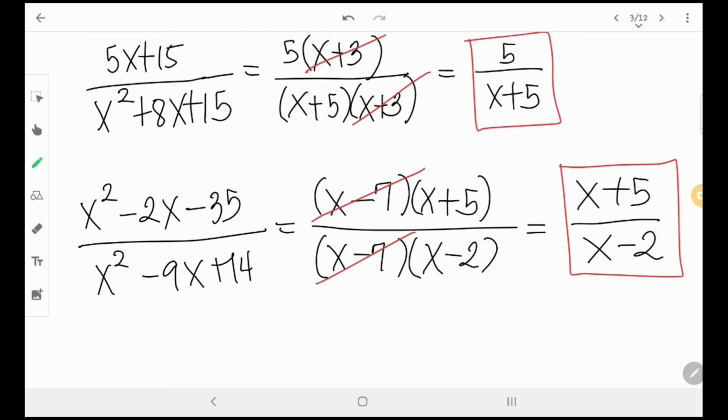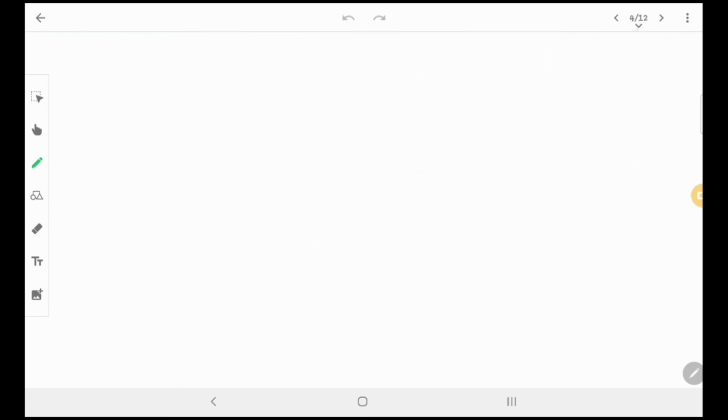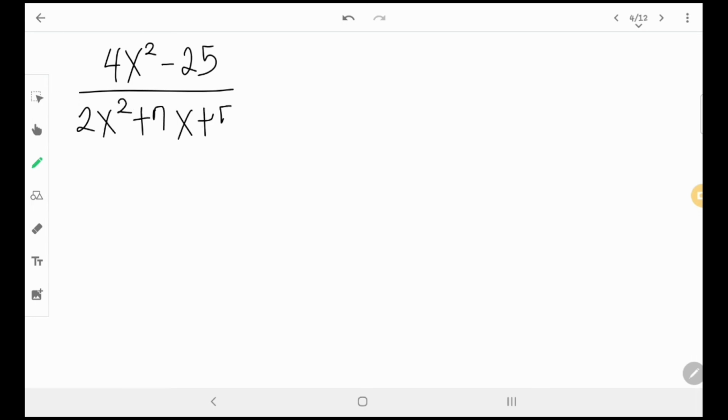So, yan po yun. Okay, for our last example, mapapansin nyo, dami kong page, I just prepare. Sabi ko kasi, baka hindi magkasya. Sorry. I must use a block 1. So, we have 4x squared minus 25 over 2x squared plus 7x plus 5.